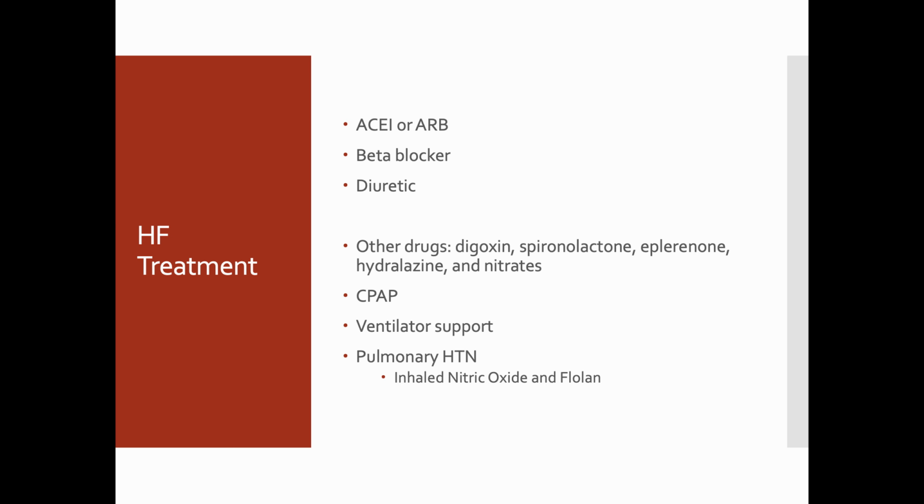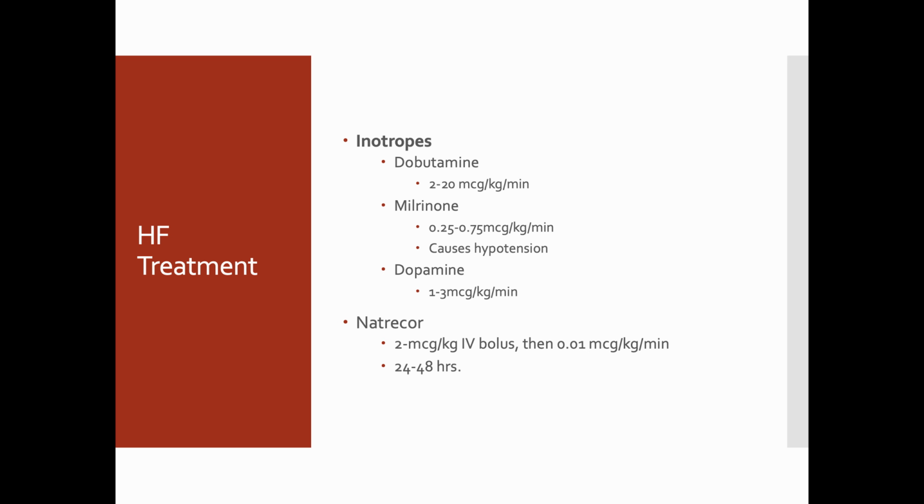We use ventilator support, and we do other kind of things for pulmonary hypertension that's causing right heart failure. But again, the real mainstay of treatment, ACE inhibitor or ARB, beta blocker, diuretic, aldactone. When those things are ineffective, then we end up going to dobutamine or milrinone or dopamine or combinations thereof. Or sometimes we end up using Natrecor. So Natrecor is kind of a funny thing.